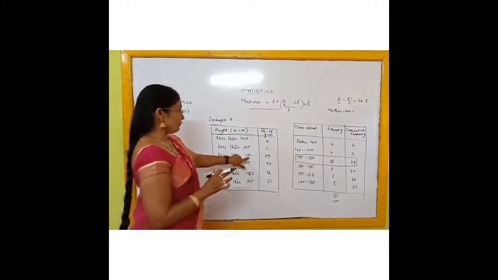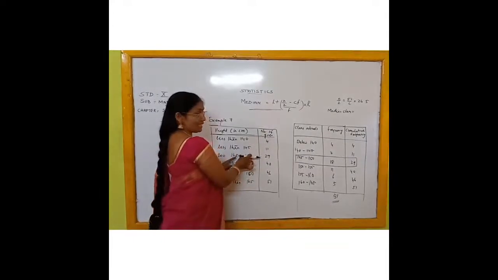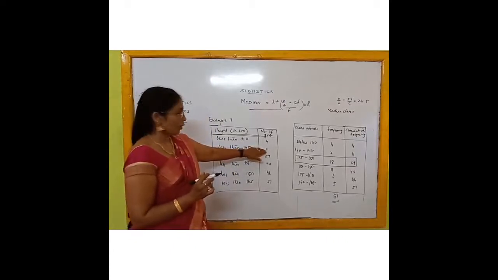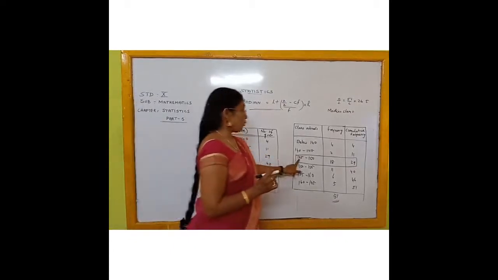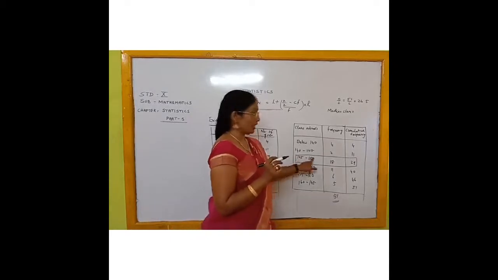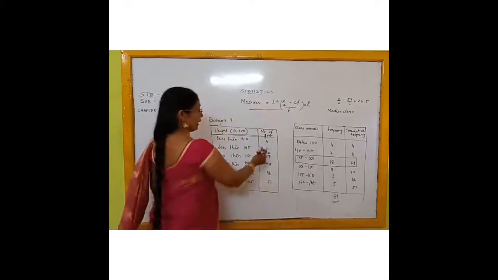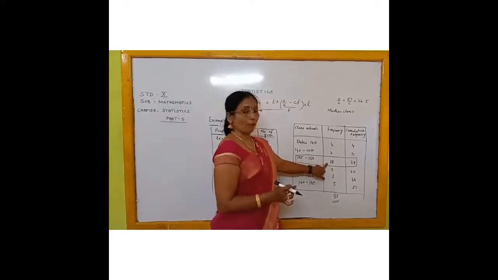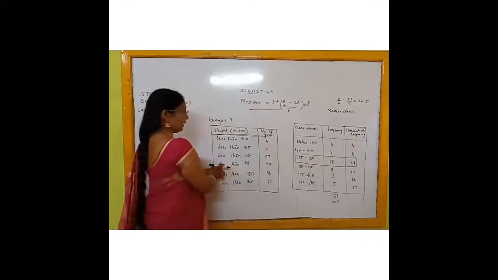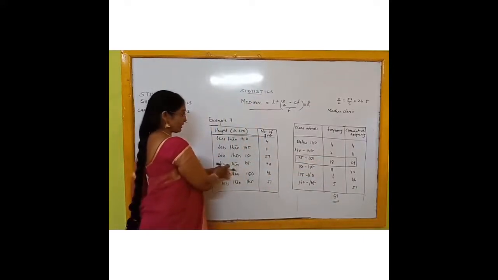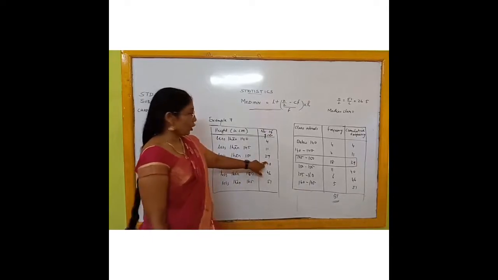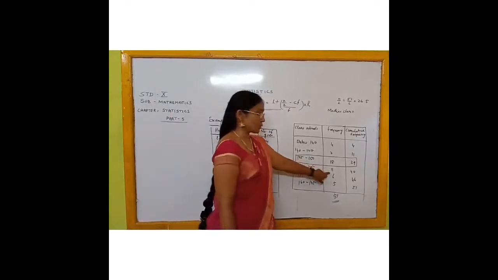Next one, less than 150. Less than 150, how many students are there? 29. But you know that less than 145, already 11 is there. So next step, you have to find out the number of students between 145 and 150. What you will do is just subtract these two numbers. 29 minus 11, we will get the frequency of that particular class. Same way, the next class: less than 155 is given as 40. That means 150 to 155. In this class interval, how many students will be there? 40 minus 29, 11 students will be there.